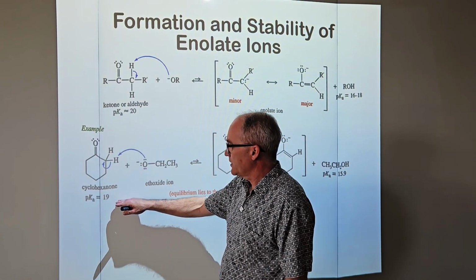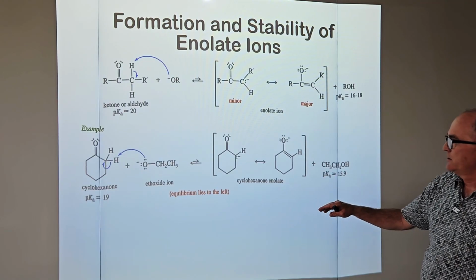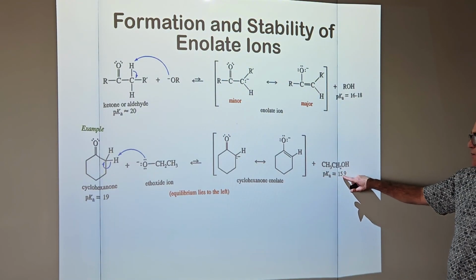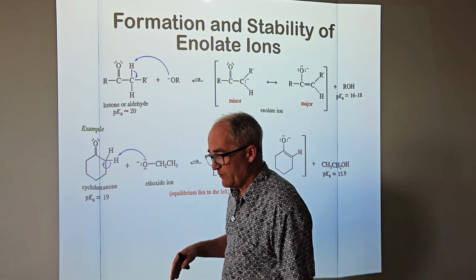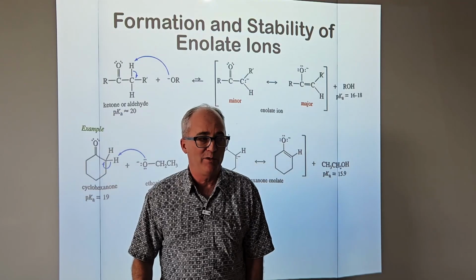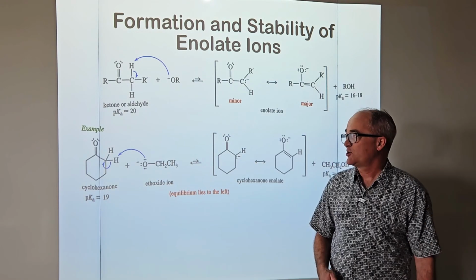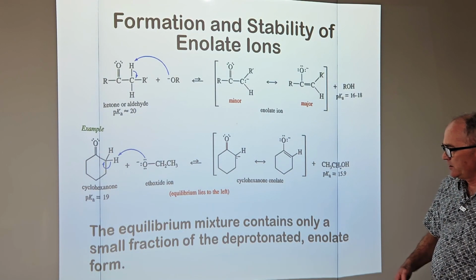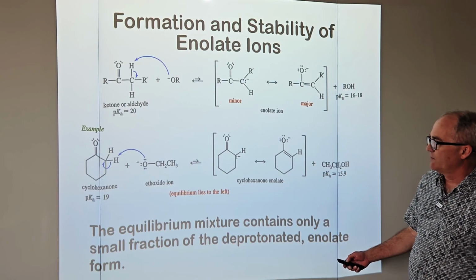So here, cyclohexanone, ethoxide ion. We have values for all these. And here you see the enolate ion. And so this has a smaller pKa, so this is a stronger acid. And equilibrium favors the formation of the weaker acid. Wants to hang out over here. So what do we need? We need a stronger base. The equilibrium mixture contains only a small fraction of the deprotonated enolate form.